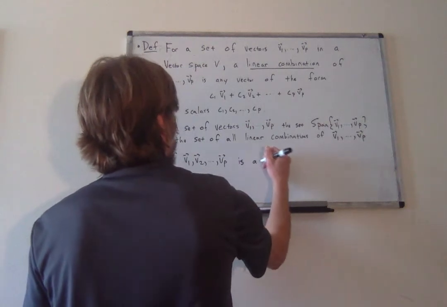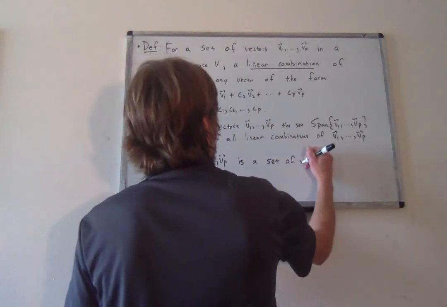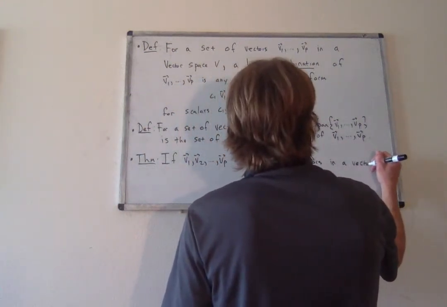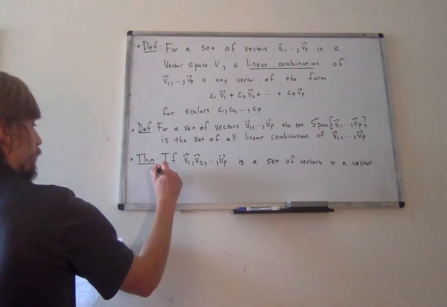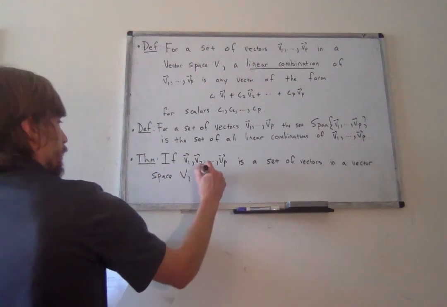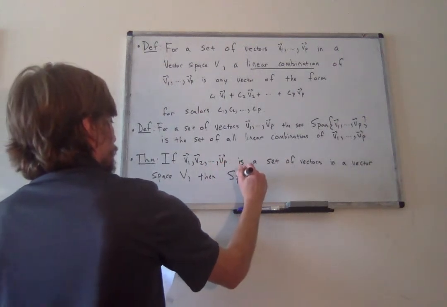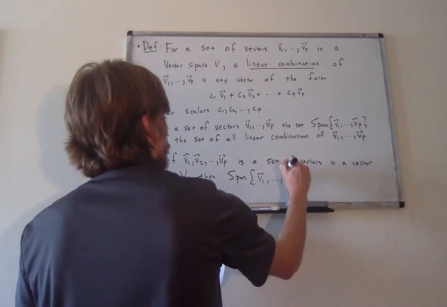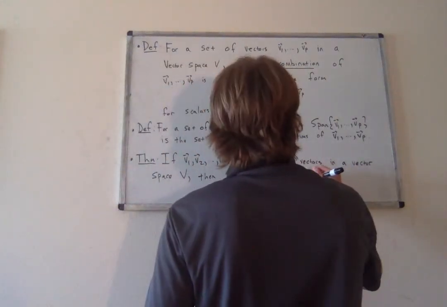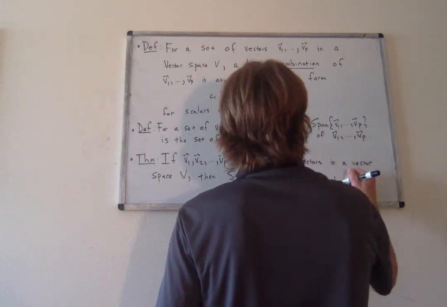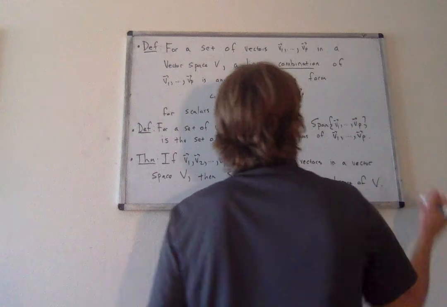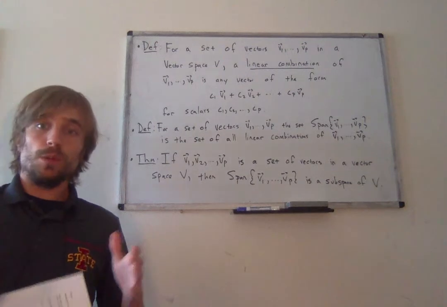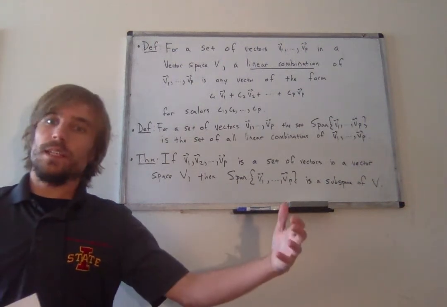is a set of vectors in a vector space V, then the span of that set of vectors is a subspace of V. And you can just walk through that proof, and everywhere where I have an expression with two vectors, you just generalize it to have more.